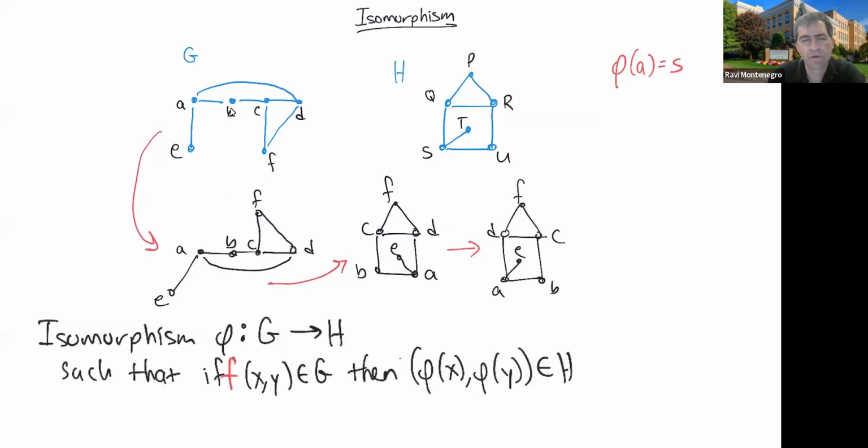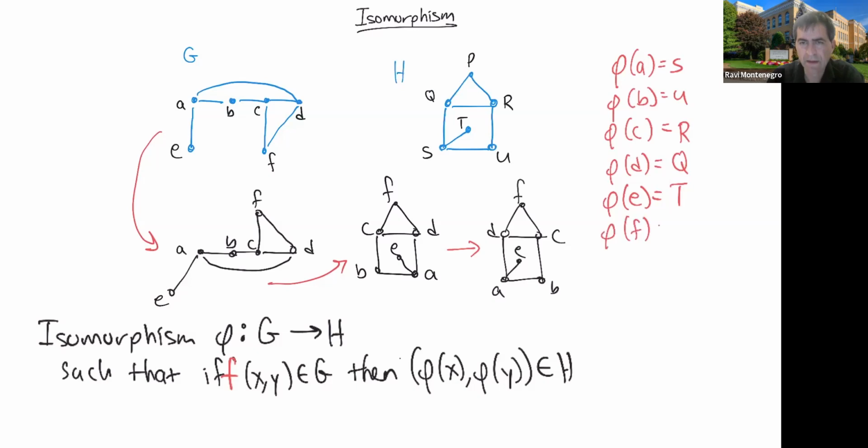B was moved a few times until it ended up where U is. And we can continue this process. C ended up where R was. D ended up where Q was. E ended up where T is. And that has one letter left, F, ended up at the top where P is.